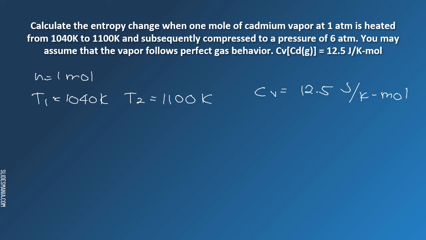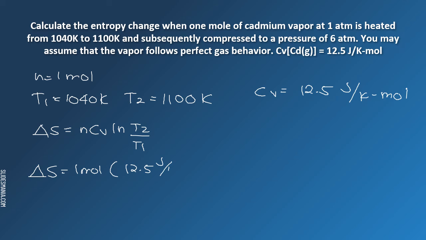Sometimes if you are not given your Cp, Cp is interchangeable with your Cv, and your m is interchangeable with n. Therefore, delta S is equal to n Cv ln of T2 over T1. Delta S is equal to 1 mole times 12.5 joules per Kelvin mole times ln of 1100 divided by 1040 Kelvin.